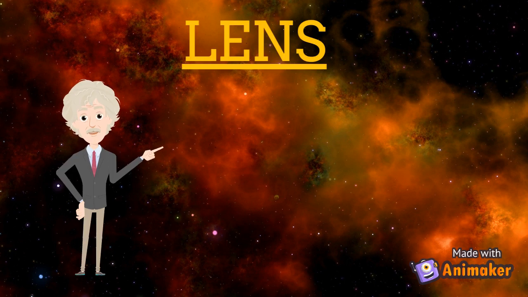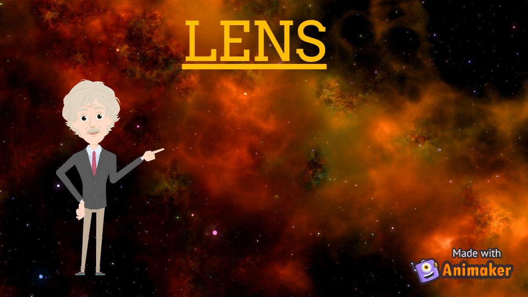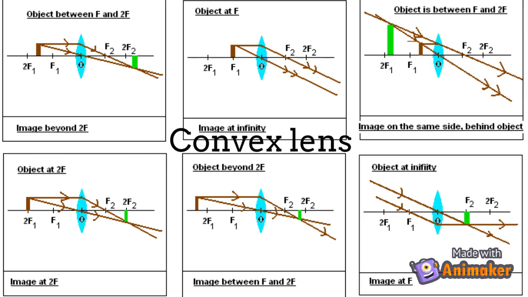Now let us know about the lenses. Lens is a device which produces converging or diverging light rays due to refraction. There are two types of lens, they are convex lens and concave lens. The image being displayed is showing the image formation by convex lens. In case 1, the object is between 2F and F, the image formed is of magnified size and will be beyond 2F of nature real and inverted.